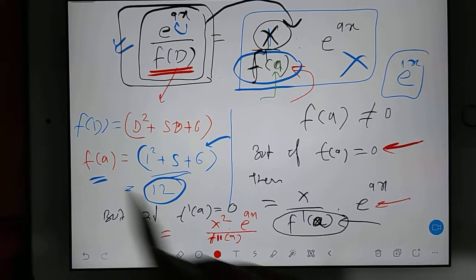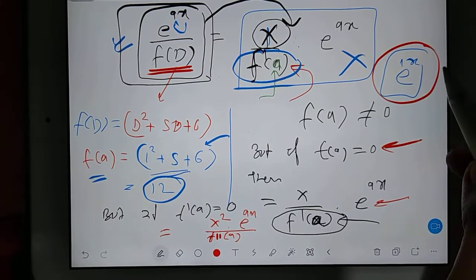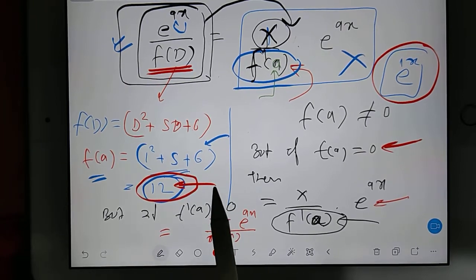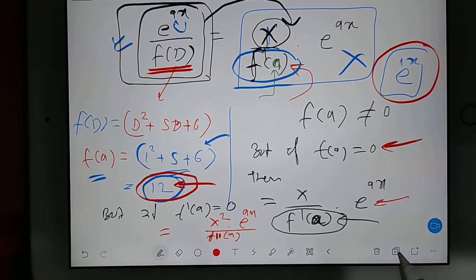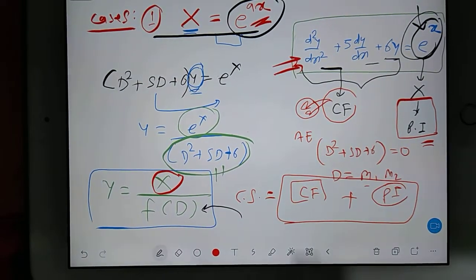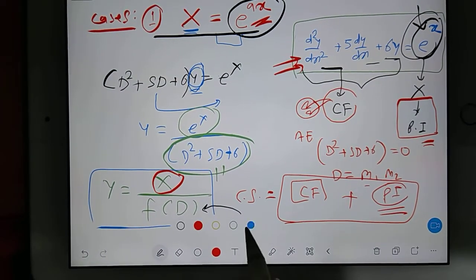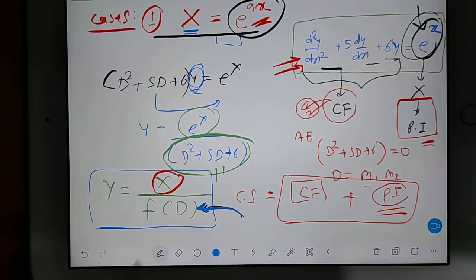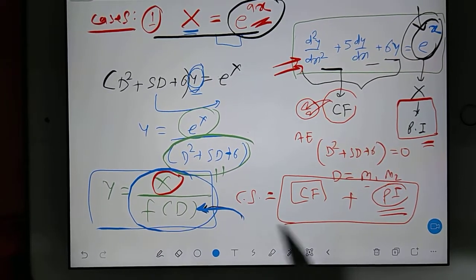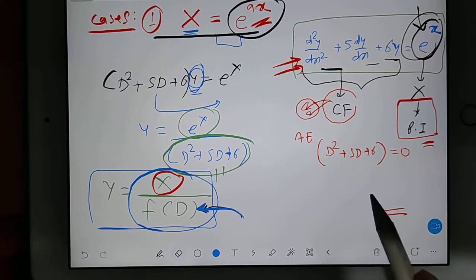Like here, in this example, what example I have taken, that is already very clear. Your FA value we have got as 12, correct? So your PI, I will change the page. You see here, in this example, if you are only looking for PI, your PI formula is this, right? X by FD. Get my point? PI formula is this, X by FD.